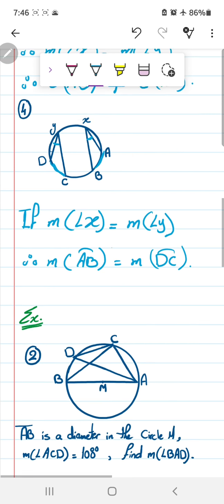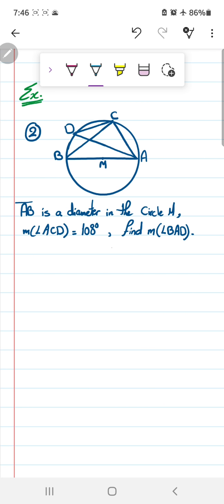Okay, we have some examples. Number 1: here AB is a diameter and the measure of angle ACD is 108. Find the measure of angle BAD, this shaded part. First, AB is a diameter, and angle ACB is an inscribed angle in a semicircle, so its measure is 90 degrees.